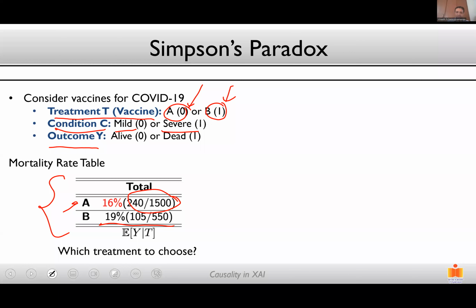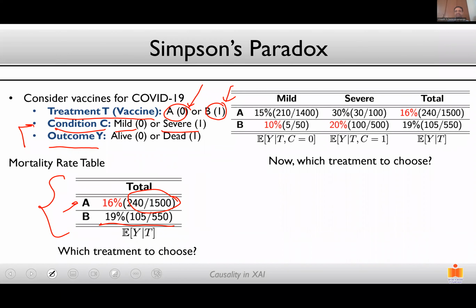Now, the story is not complete because unfortunately, this only talks about treatment and outcome, and it doesn't talk about what is known as the confounder variable here, which is the patient condition itself. And when we put that statistics into the mix, here are the numbers that come out. We notice that in case of vaccine A, among patients who had mild symptoms, it had a 15% mortality. Among patients that had severe symptoms, it had 30% mortality.